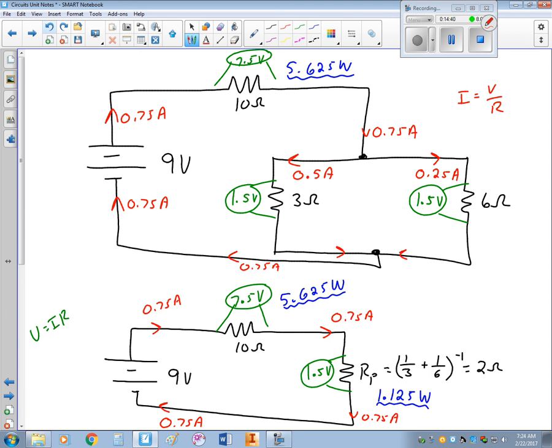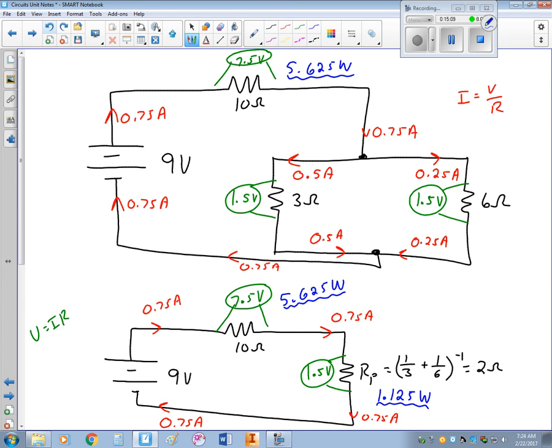Also notice I have the greater amount of current going to the 3 ohm resistor. That's because it's less resistive, so it's going to get more current. And since it is half as resistive as the 6 ohm, notice that it gets twice the current. So a little bit we can talk about there. Those two currents then are going to recombine at the bottom to go back to the battery as 0.75.